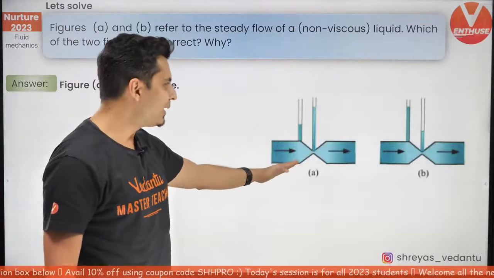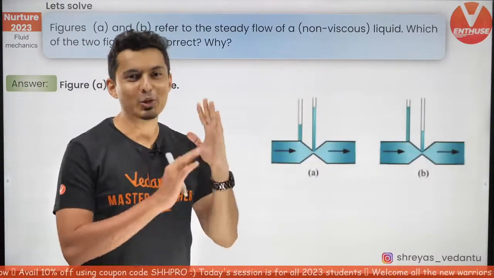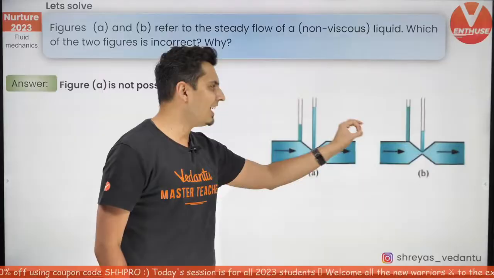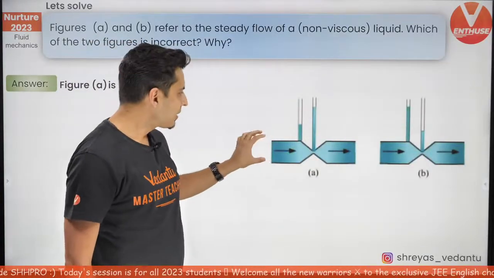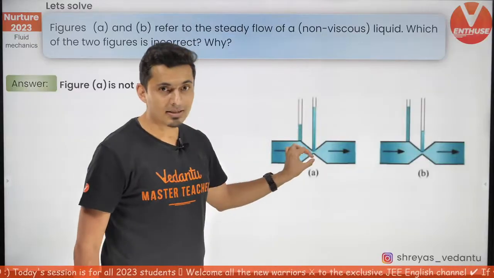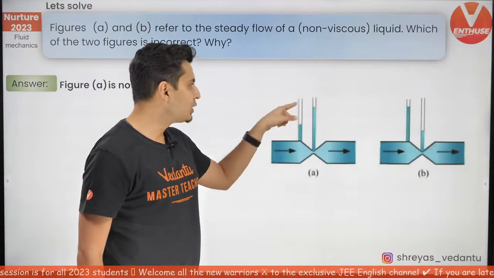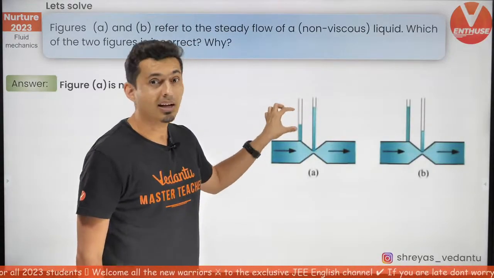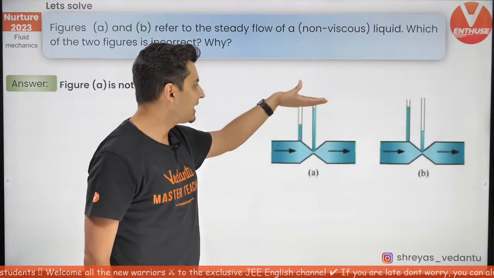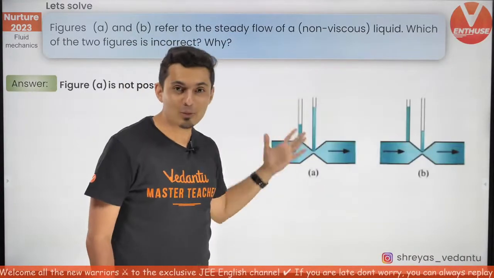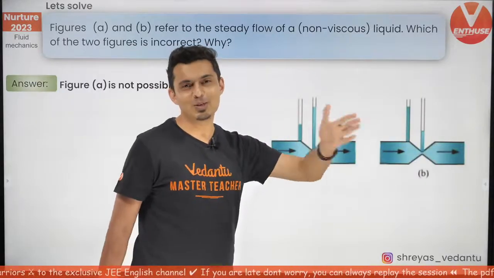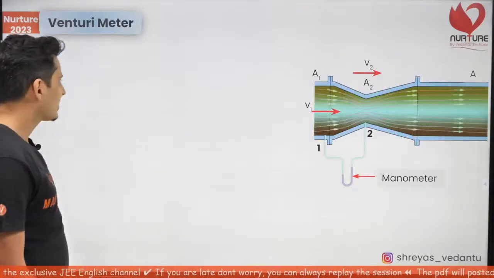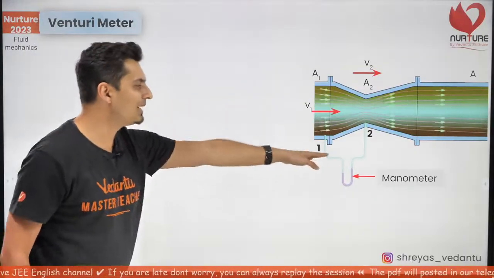What you have just seen is nothing but a Venturi meter. This is exactly a Venturi meter. In a Venturi meter, you have a small passage, a constriction, and because of that you will see a pressure difference. That pressure difference can be found out by the height difference, and from the height difference you can find the speed and the volume which flows through these parts. So that is called a Venturi meter.